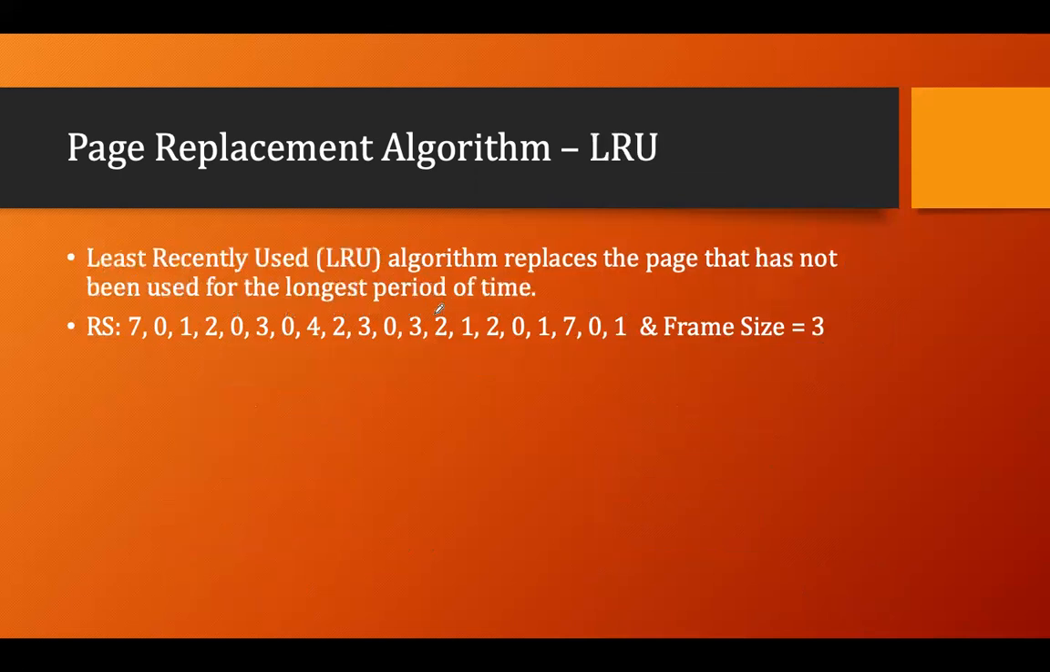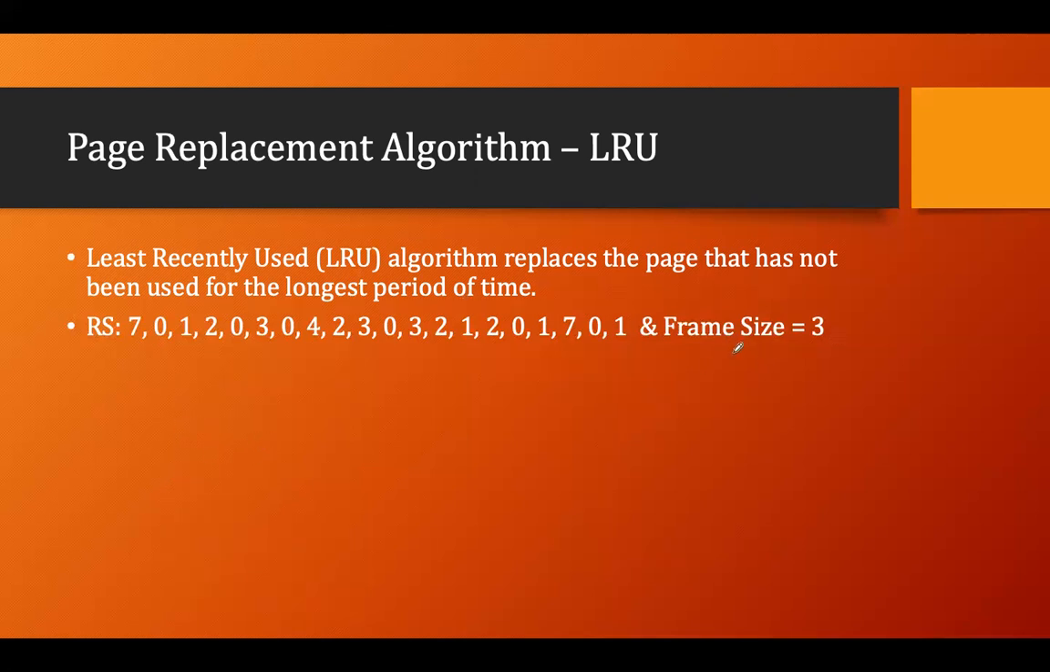Now let's go to the last page replacement algorithm, which is called least recently used. The least recently used algorithm replaces the page that has not been used for the longest period of time. So we have to look for the older references or the historical references. Okay.